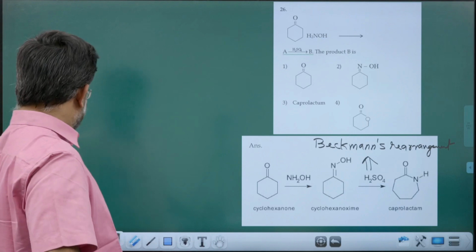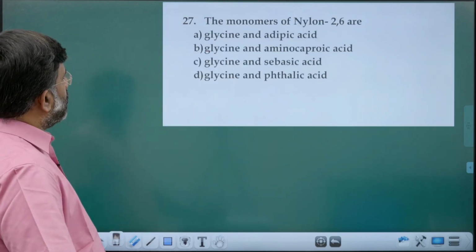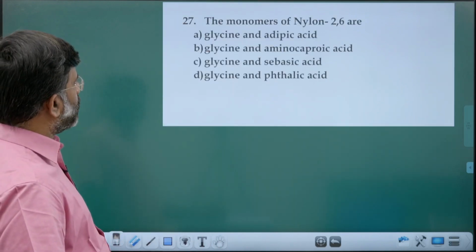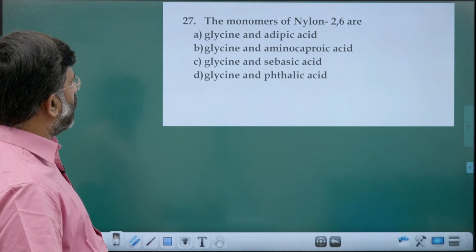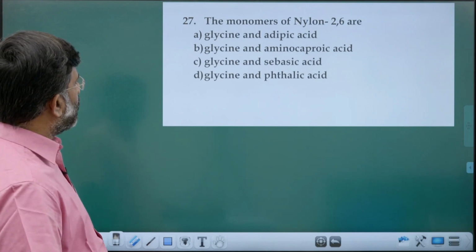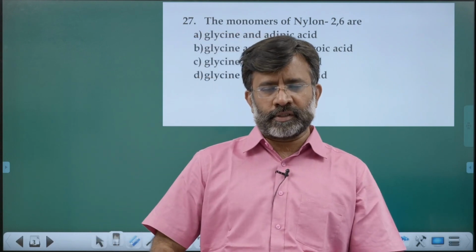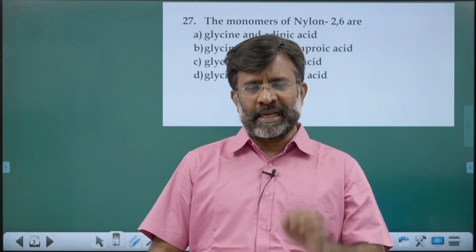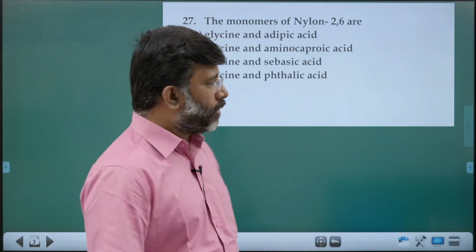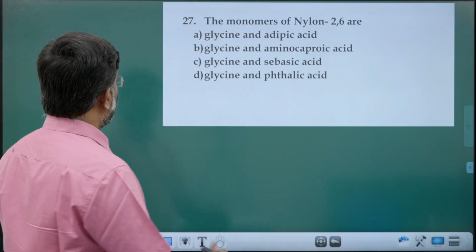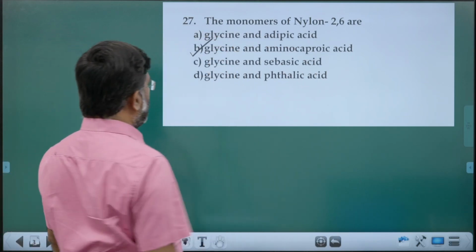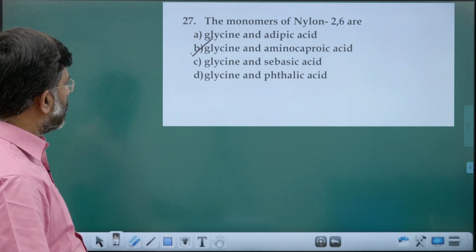Next one. The monomers of nylon 2,6. Nylon 2,6 means nylon 2, nylon 6. There is no nylon 26. It is nylon 2, nylon 6: glycine and aminocaproic acid. Already commented. Option B, glycine and aminocaproic acid.